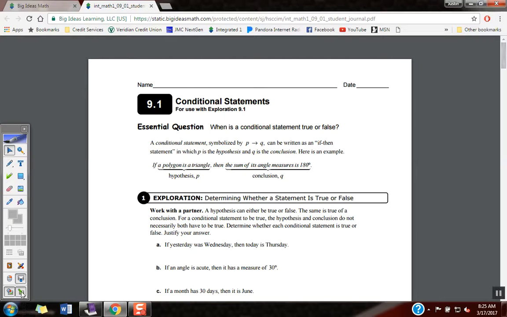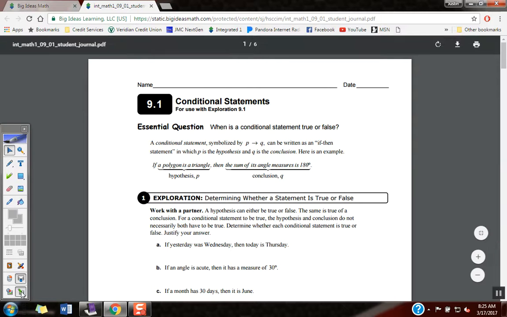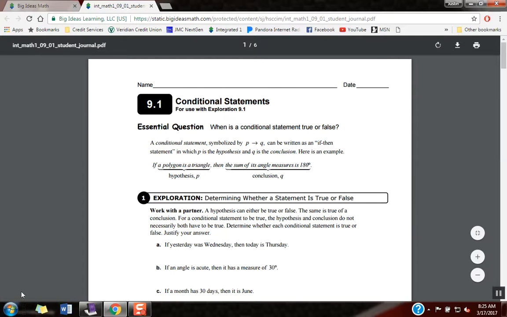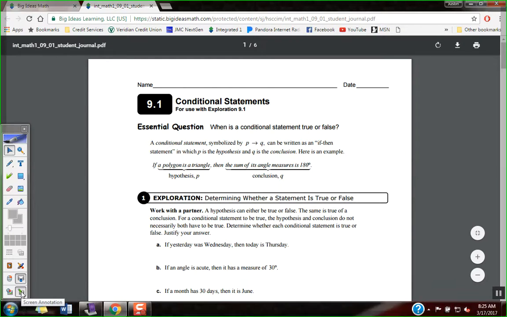A conditional statement symbolized by P arrow Q can be written as an if-then statement in which P is the hypothesis and Q is the conclusion. Here is an example. I have never had somebody start reading and their voice completely change from one to the other. That was awesome.